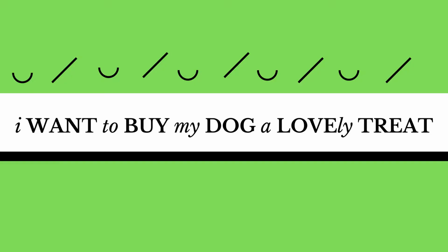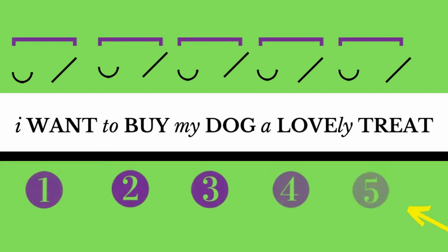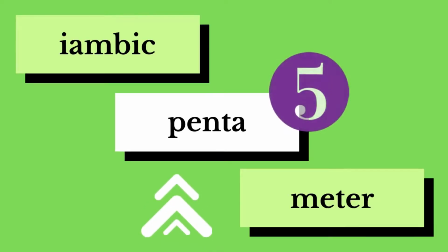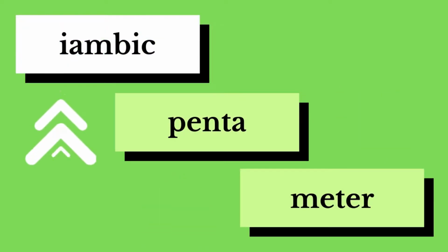I want to buy my dog a lovely treat. How many feet are there? That's right, 5. And penta means 5 in Greek and Latin and other smartsy languages. So that means our silly little sentence about a well-deserving pup is actually in iambic pentameter because it has a meter of 5 feet. Et voila!